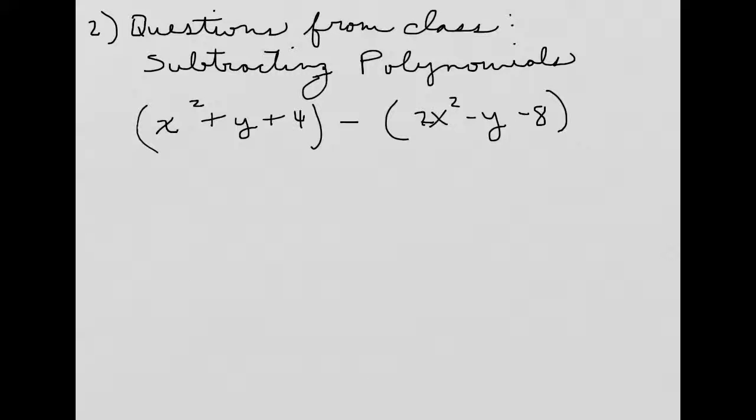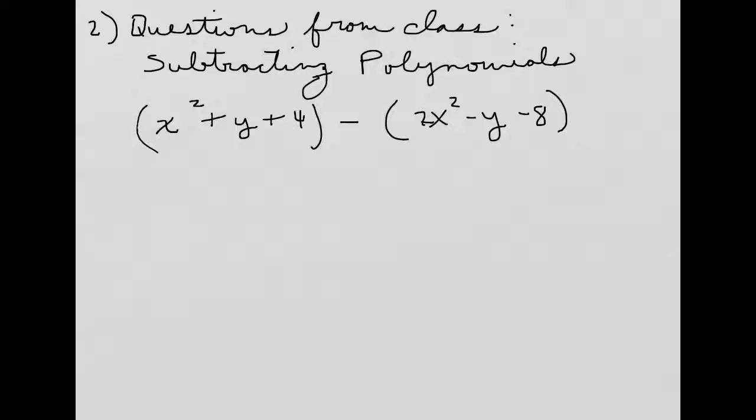So now let's jump right into some of the questions from class that I thought were really good. So when subtracting polynomials, a student in the class that I was teaching had the question of, when you distribute this negative inside here, this turns into positive. Well, why does that happen?